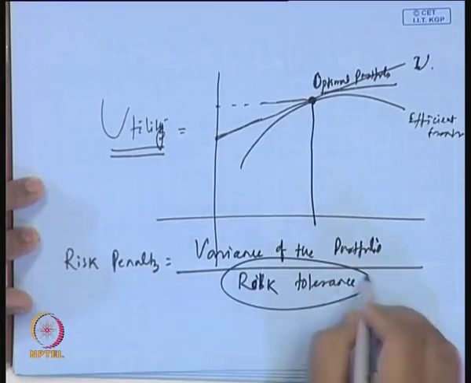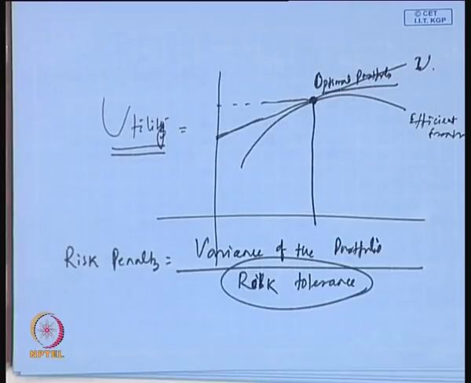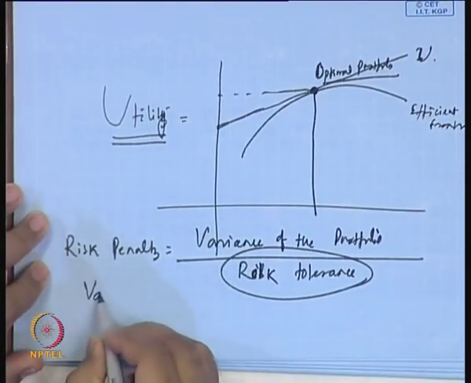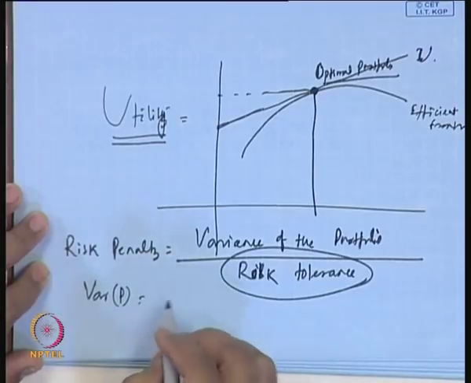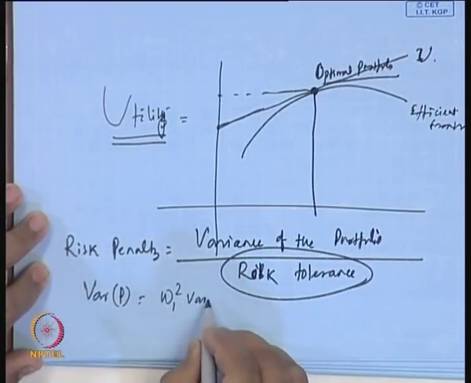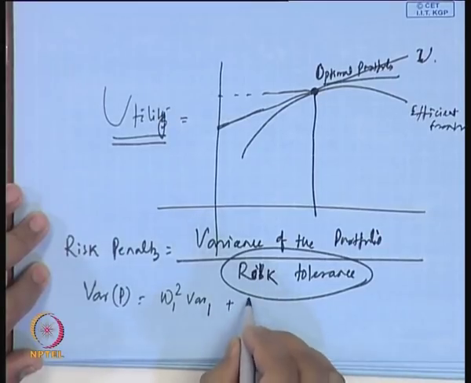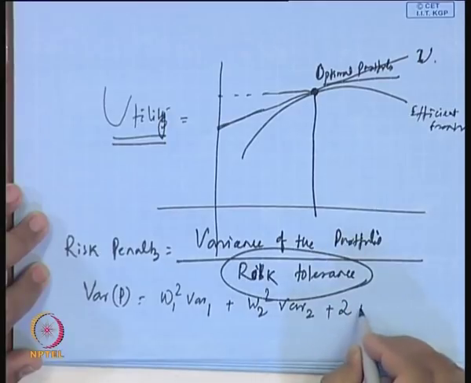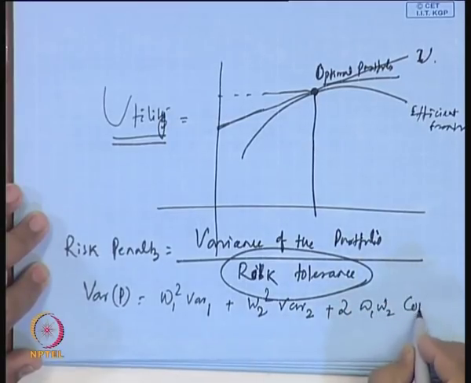What do you mean by this risk tolerance? That means how much risk the investor can tolerate. That means what is the risk appetite of the investor. And the variance of the portfolio, already you know that the variance of the portfolio of the two assets is nothing but W1 square, the variance of the return of asset 1, plus W2 square, the variance of asset 2, plus 2 W1 W2 the covariance of asset 1 and 2.